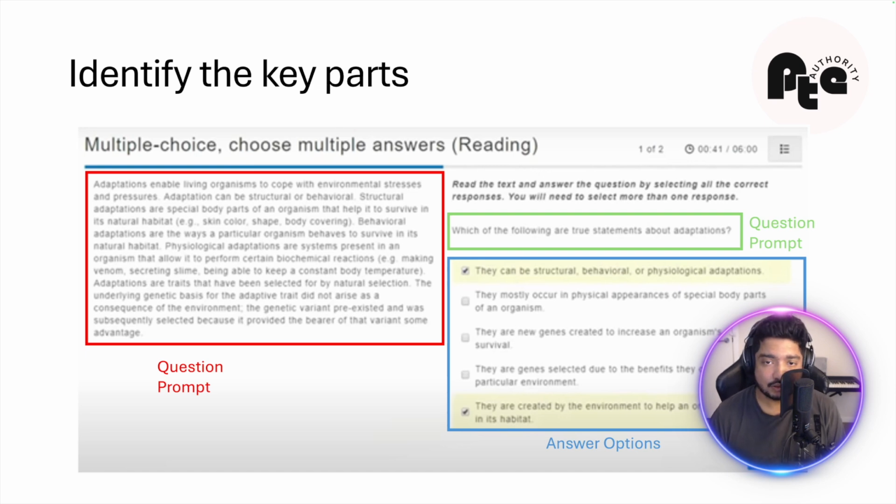At least 2 right answers. As you can see here, the difference between this question type and the multiple choice single answer question type is that you have a checkbox instead of the circle buttons. You have a checkbox where you can select multiple responses, and usually you will have at least 2 right answers.